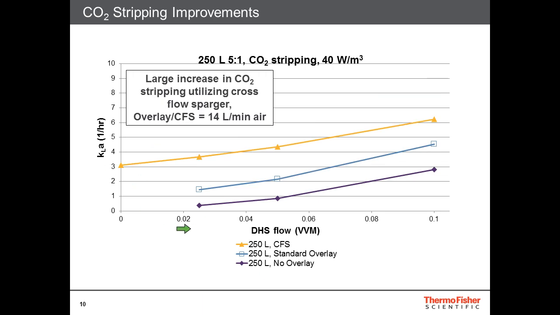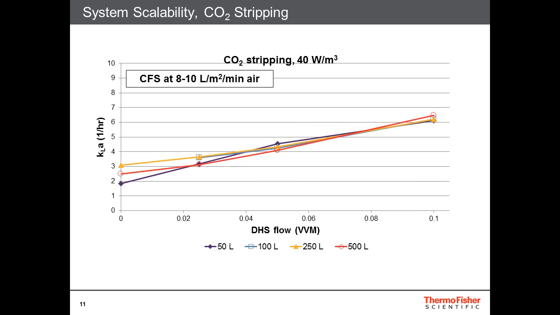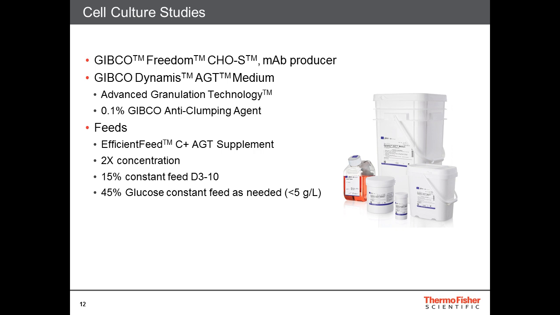So this is another graph explaining, probably for a 250 liter at 14 liters per minute, what the kLa values are for carbon dioxide stripping. So this is for 8 to 10 liters per minute flow rates. So these are all the different graphs.